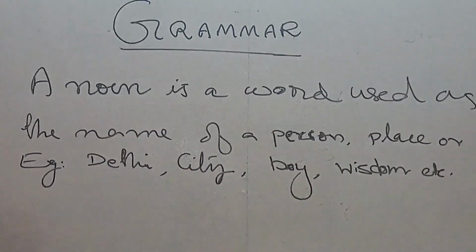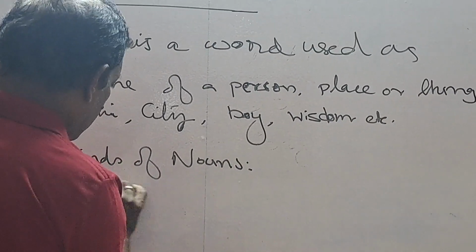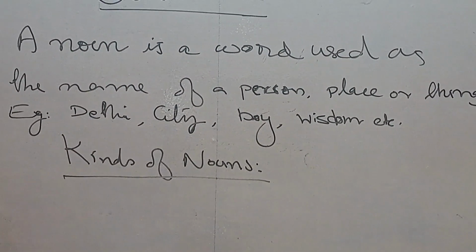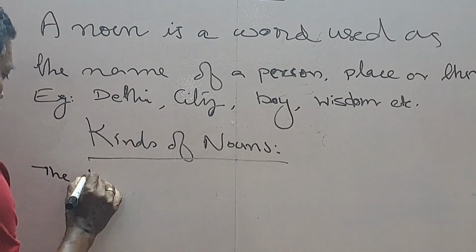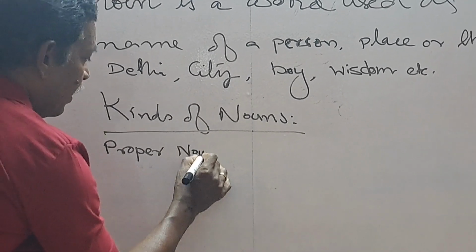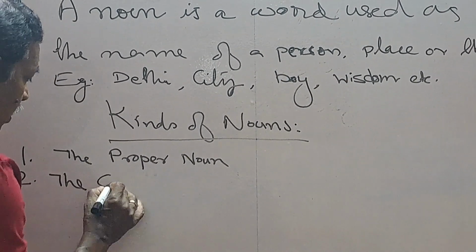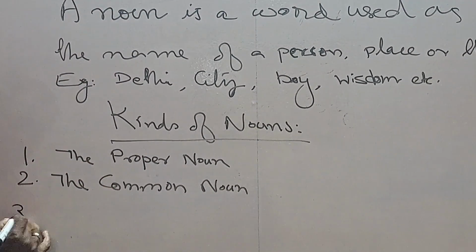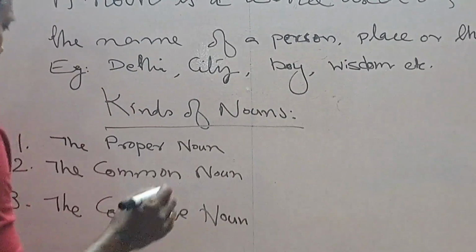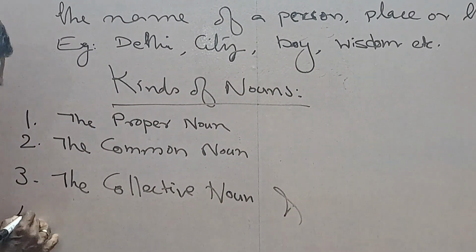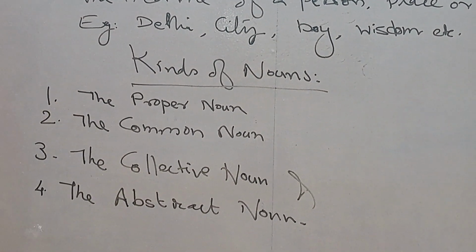Okay. Now, kinds of nouns. There are 4 kinds of nouns. Number 1, the proper noun. Number 2, the common noun. Number 3, the collective noun. And 4, the abstract noun. Okay. So there are 4 kinds of nouns.